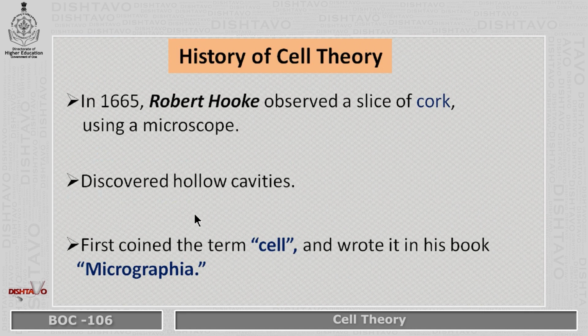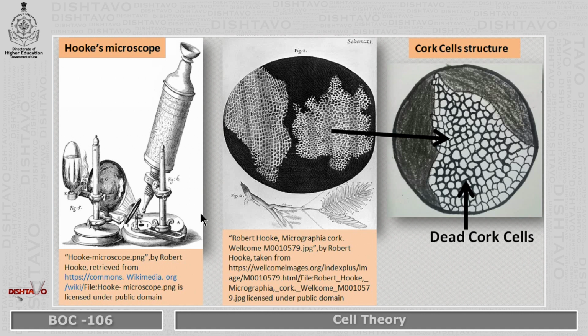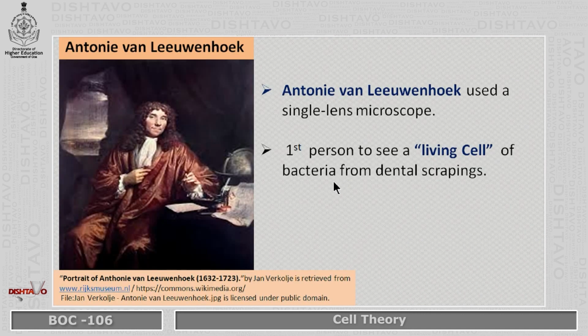It was Robert Hooke in 1665 who was the first scientist who observed a slice of cork using a microscope. And he discovered hollow cavities, like small little cells. He coined the term cell, and he wrote it in his book, Micrographia. This was his microscope, and this is the cork that he took a section of, and he saw the dead cells, like compartments or small cells.